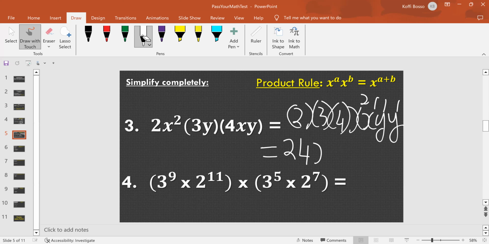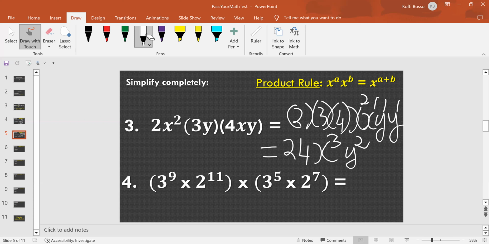For the x part, we'll add the powers. So we have 2 plus 1, which is 3. And for the y, we have 1 plus 1, which is 2. So y to the second power. Again, we add the powers when we have the same base. So for y, we can add their powers, and for x, we can add their powers.